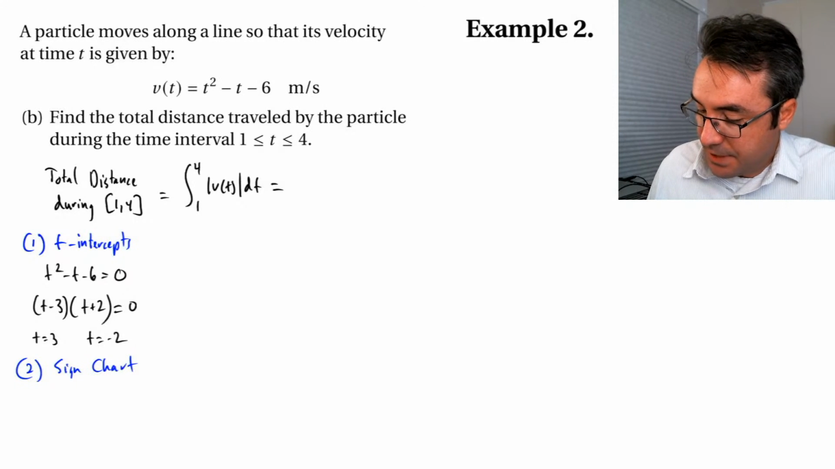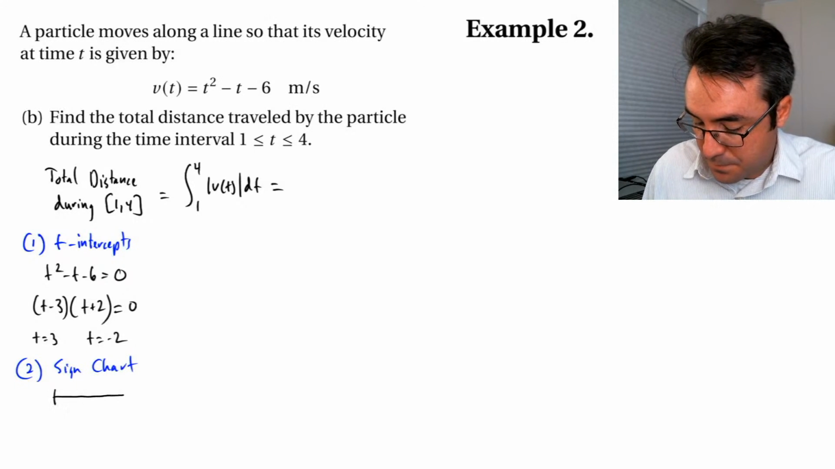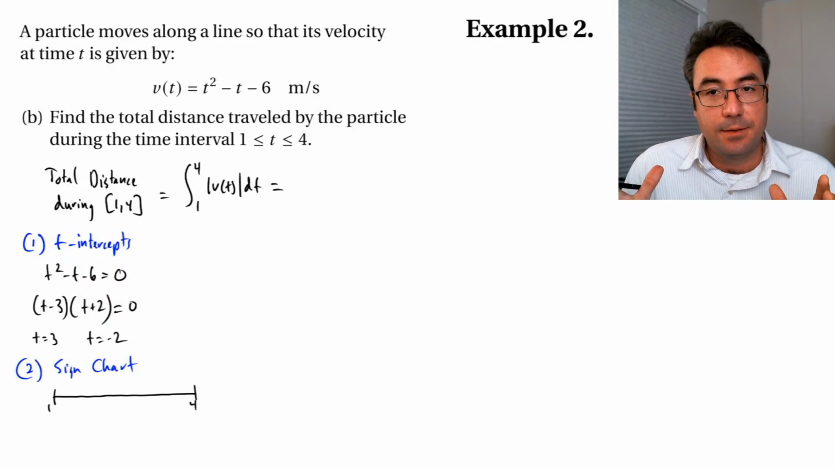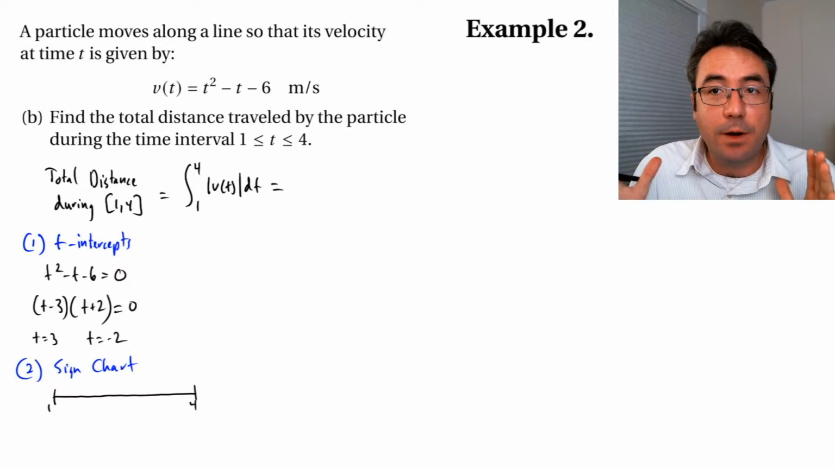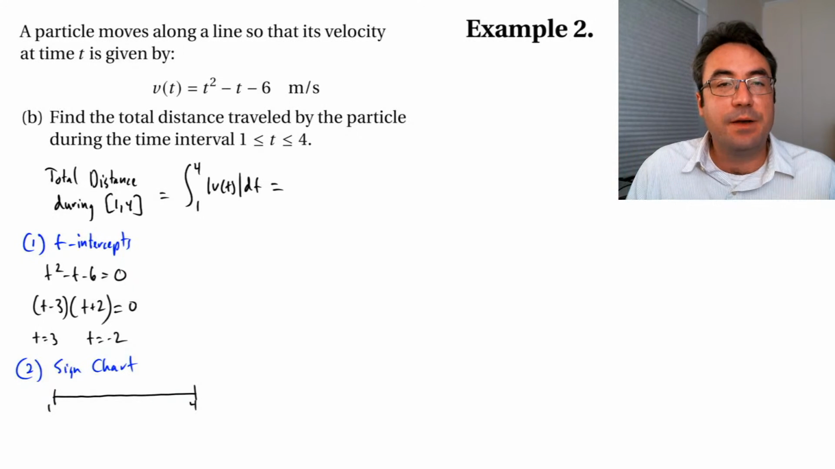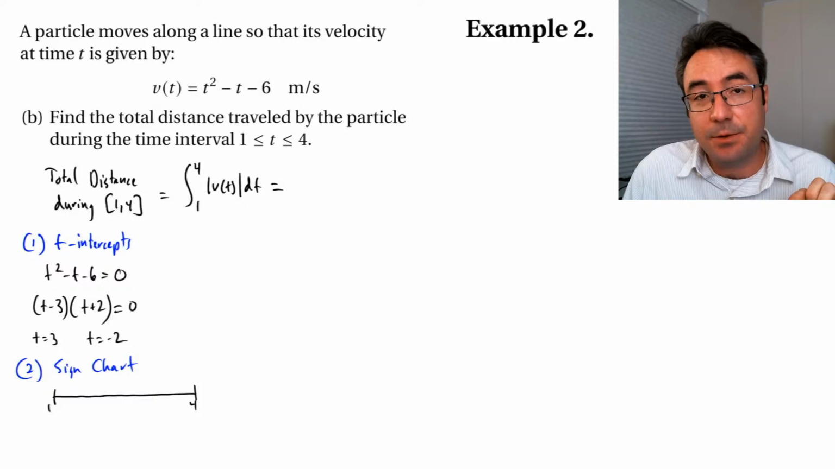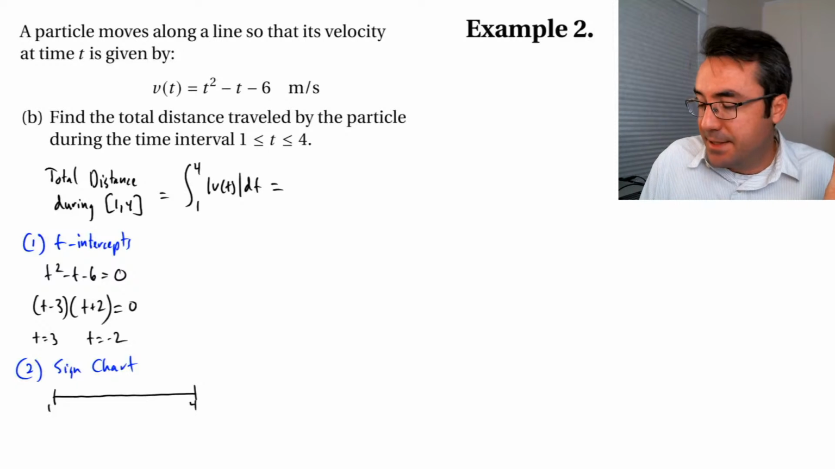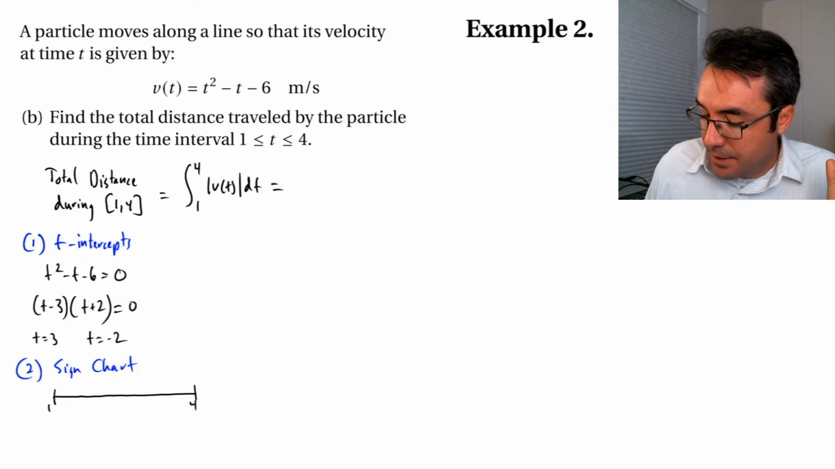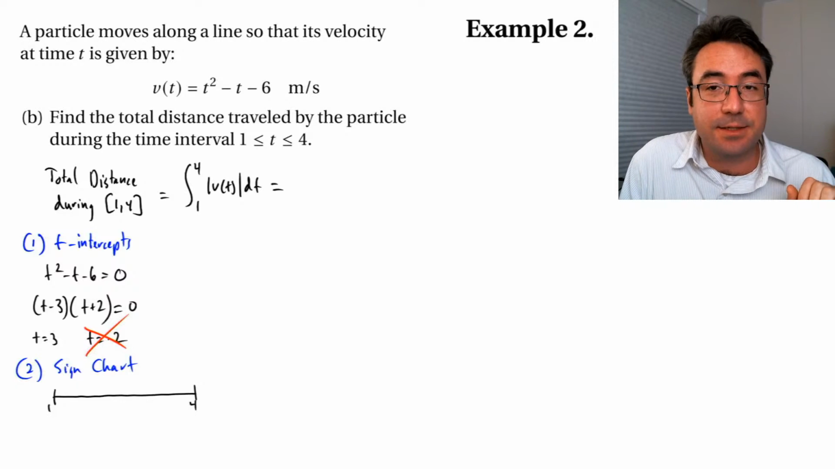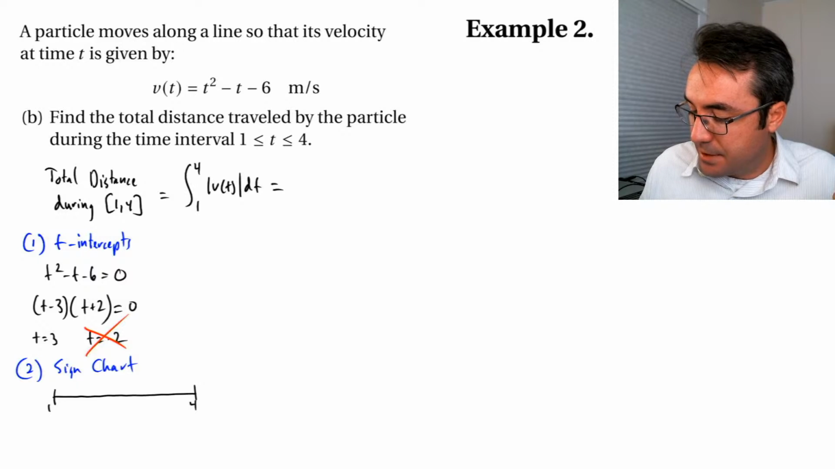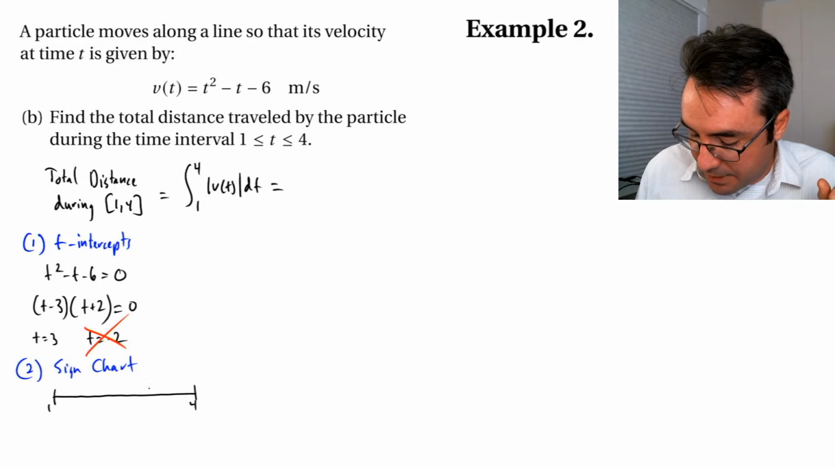And so we're looking at the time interval from 1 to 4, and we're only considering time values in between 1 and 4. So we found that our velocity function becomes 0 at t equals 3, but we also figured out that it becomes 0 at negative 2. Negative 2 is not inside our time interval here that we're interested in, so we can disregard that t-intercept. It's not in our interval. The only one we have to worry about is 3. So let's plot that on our sign chart.